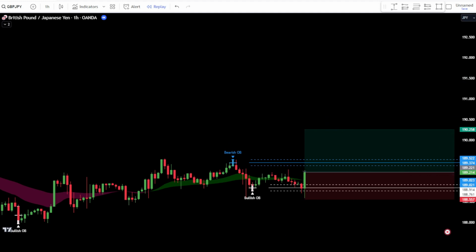6. Place the stop loss slightly below the last swing low. 7. Use a target take profit with a risk and reward ratio of 1 to 1.5.